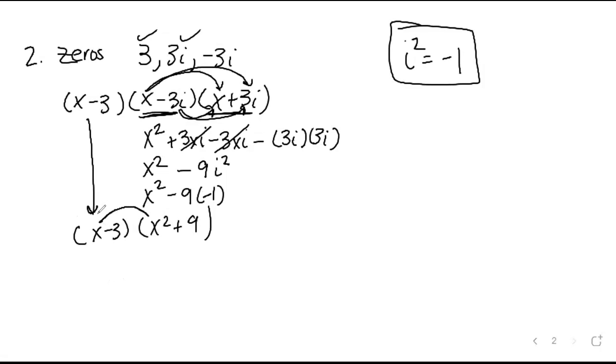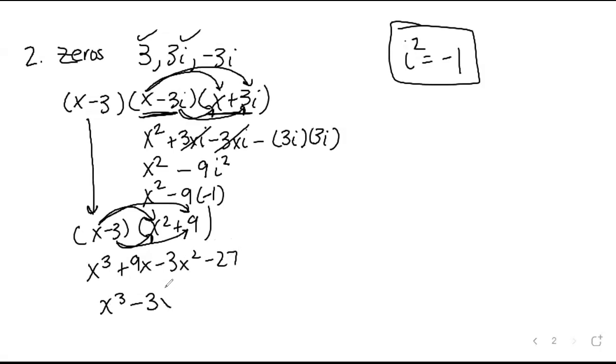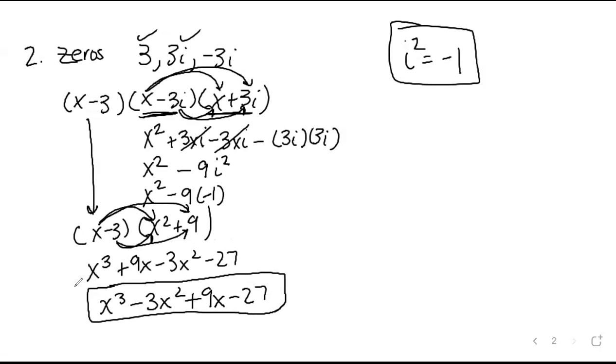So I'm multiplying x times x. That's going to give me x to the 3rd. x times 9 is going to give me 9x. Negative 3x squared. Negative 27. On this one, I don't see that anything has the same power of x, so I'm just putting things in order. But this would be my final answer on number 2.